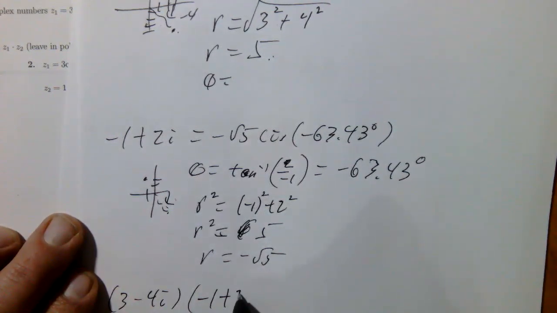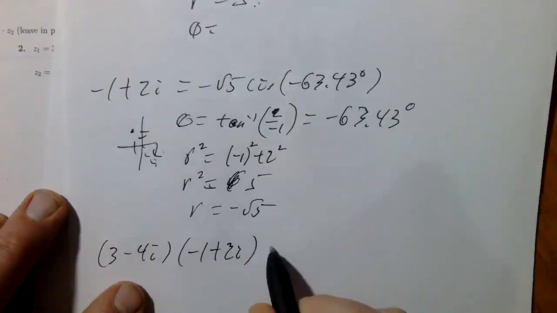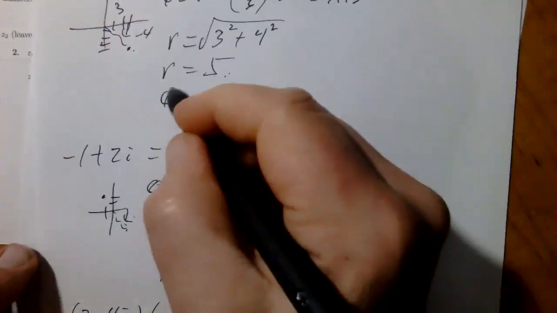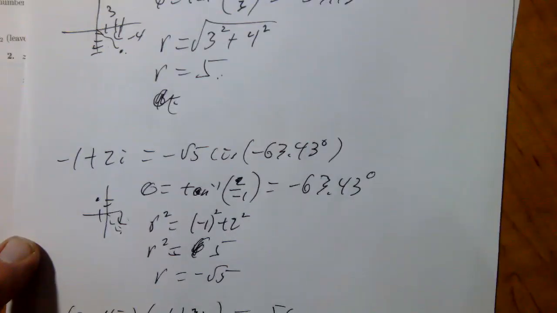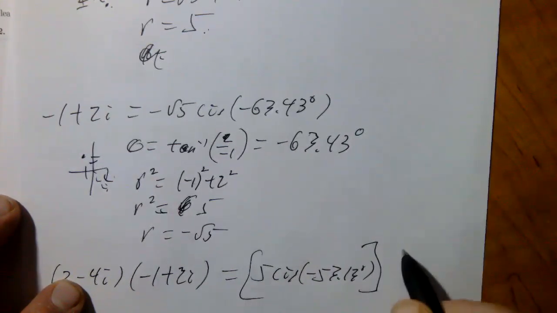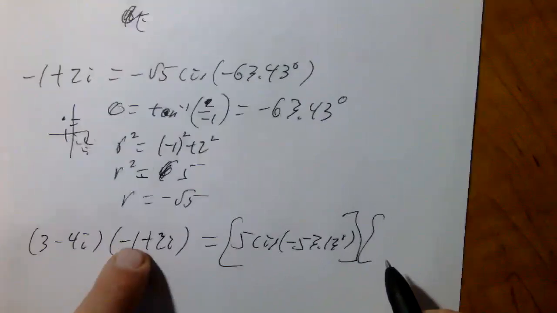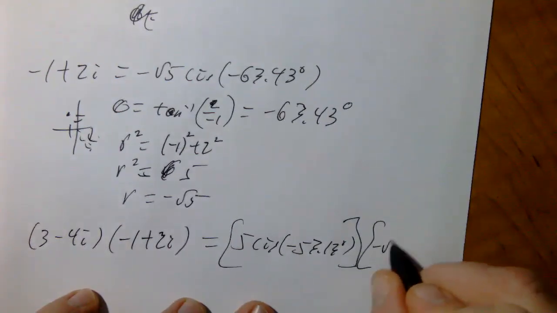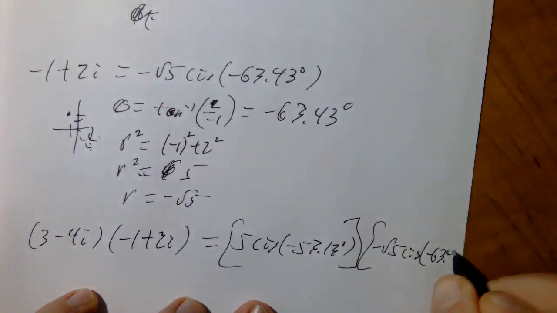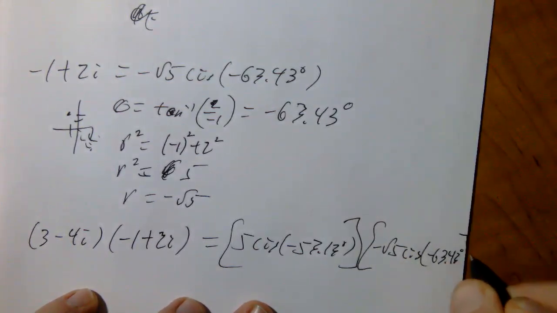So the point that I'm making here is if you were to take the 3 minus 4i and multiply by negative 1 plus 2i, instead of doing it rectangular, you can convert this to polar, which was 5 cis negative 53.13 degrees. And you're going to multiply that by the other one that we did, which was negative square root of 5 cis negative 63.43 degrees.